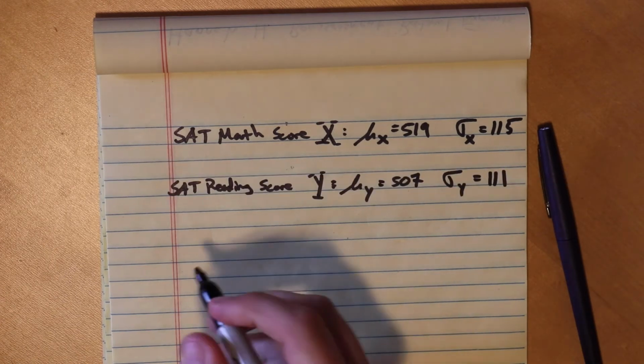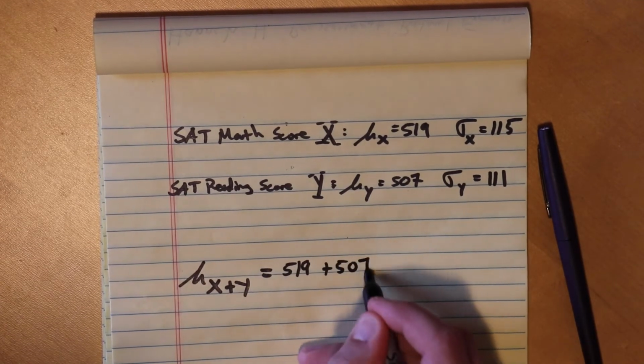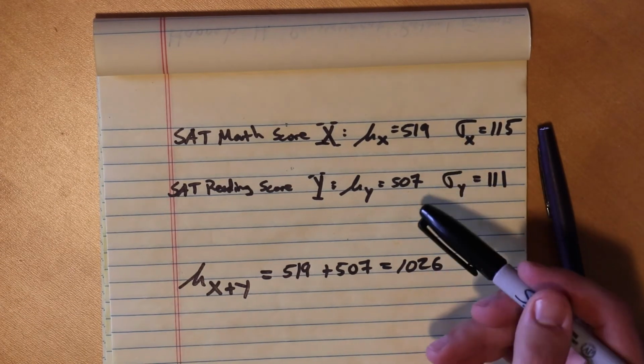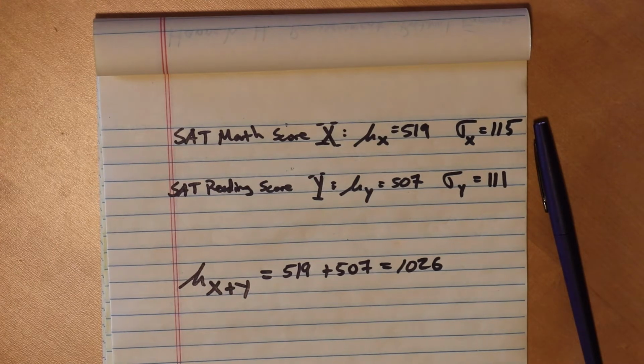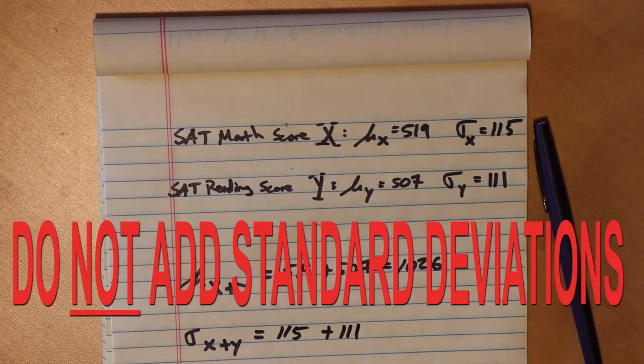Well, I know that the mean of X plus Y would be, if I expect 519 on a math score for a student and 507 for a reading score for that student, then I would expect 1,026 for their total score if I add those two together. But how much deviation should I expect to see? What would the standard deviation be of X plus Y? Remember that we cannot add standard deviations. We can't just add 115 plus 111. That's not how the standard deviations work.